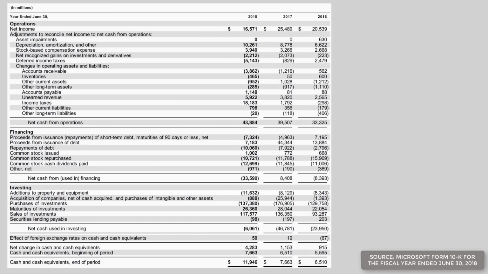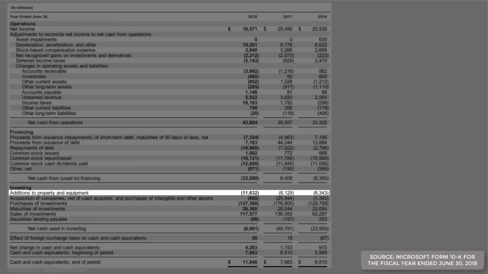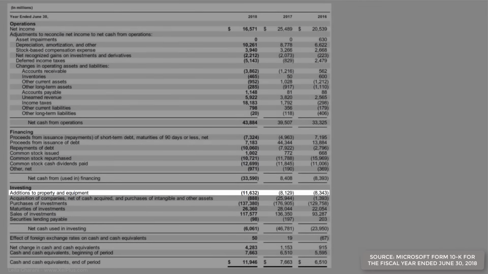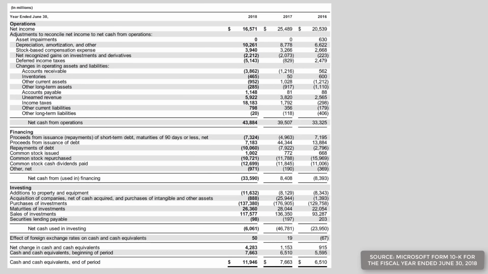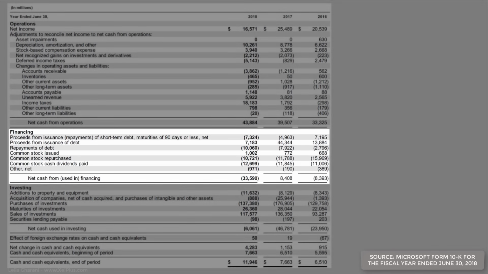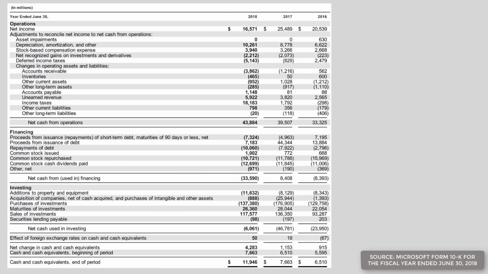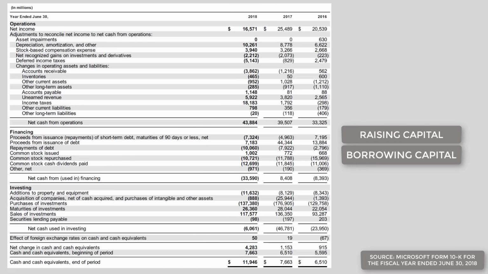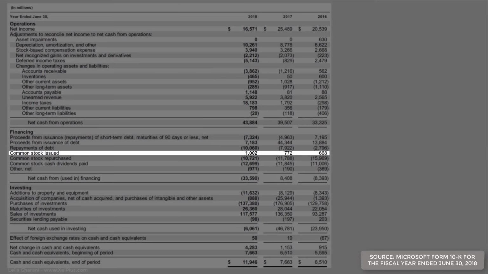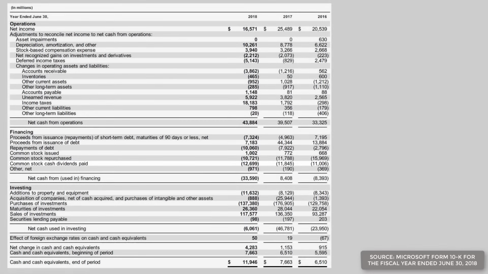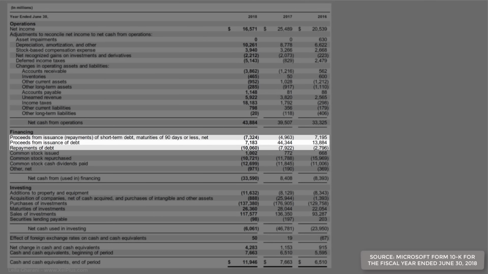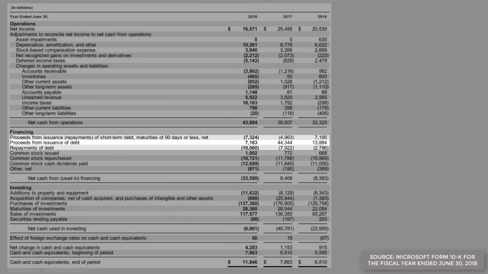In this section, we can see if the company purchased assets like machinery and equipment, or maybe even acquired another business. Last one is the cash flow from financing activities. This section summarizes cash transactions that involved raising, borrowing, and repaying capital. For instance, here we can see if the company issued new shares, if dividends were paid, if a bank loan was taken out, or if a debt principal was repaid.